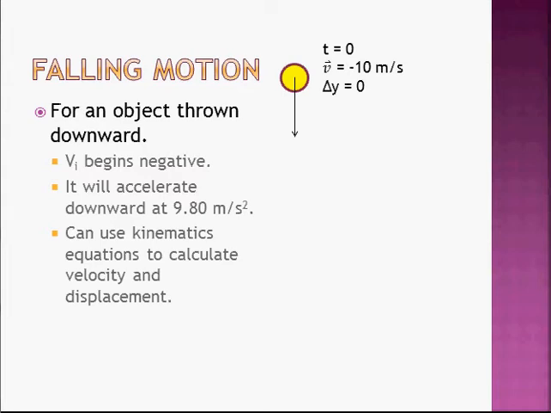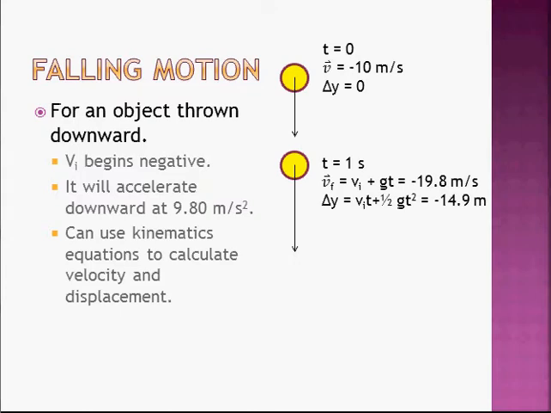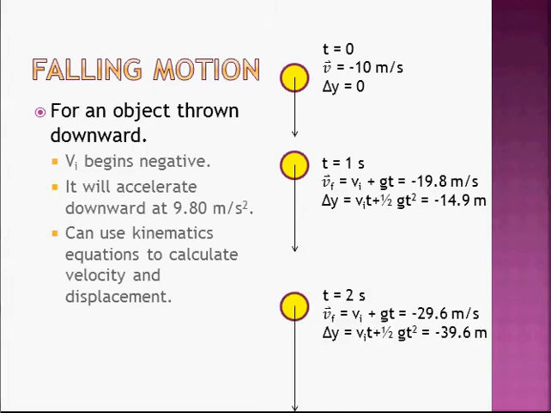So after 1 second, we have our Vf equals Vi plus g times t. I can apply that, and I find after 1 second, it's at negative 19.8 meters per second. So it's moving pretty fast. And in terms of my displacement, again, I can use my delta y equals Vit plus 1/2 gt squared. And when I do that, I find it actually fell 14.9 meters. If I extend it for 2 seconds, I can go through the same process. I find now after 2 seconds, its velocity is negative 29.6 meters per second, negative meaning downward, and my displacement is negative 39.6 meters from the beginning.